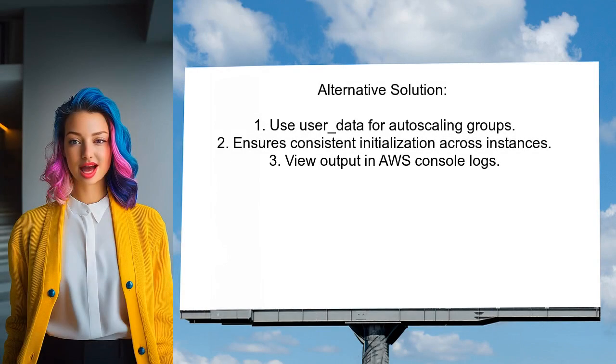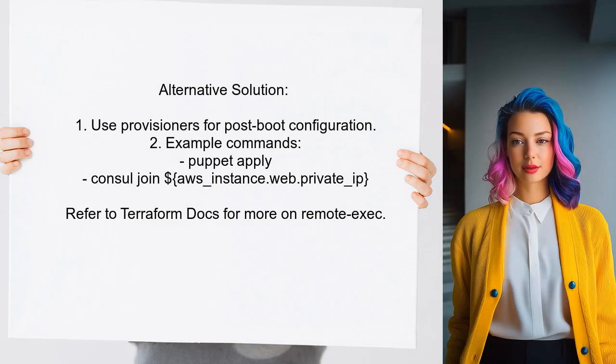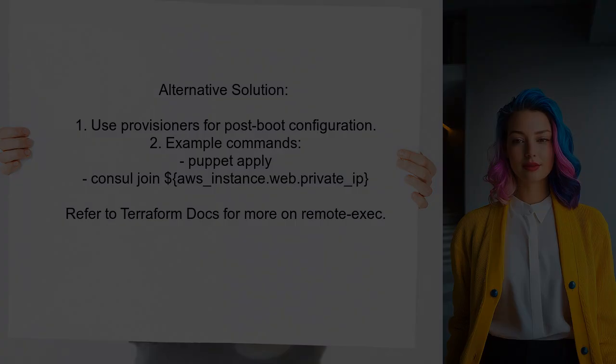This user suggests that the choice between user data and provisioners depends on your specific scenario. If you're using a template primarily in an auto-scaling group, user data is the way to go. This ensures that all new instances launch with the same initialization script, and you can view the output in the AWS console logs. On the other hand, if you're booting new instances and then running configuration management tools, a provisioner like remote exec can be more suitable. This allows you to execute commands like applying Puppet configurations or joining a console cluster after the instance is up.